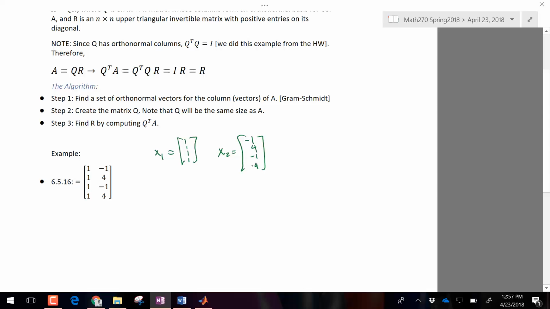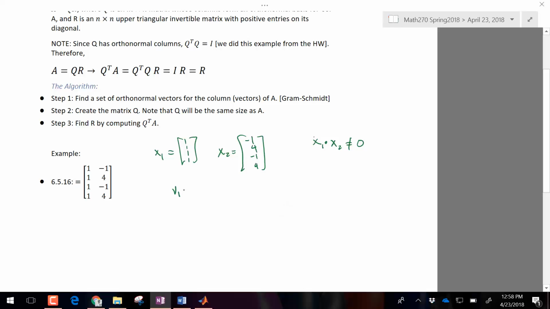Now let's just double check. If you take the dot product of these 2 vectors, is it going to equal 0? Or let me rephrase the question. Are these 2 vectors already orthogonal? You can check by dotting. So it's not orthogonal, so we have to orthogonalize it. And in this case, since there's only 2 vectors, this is going to be just a one-step Gram-Schmidt process.